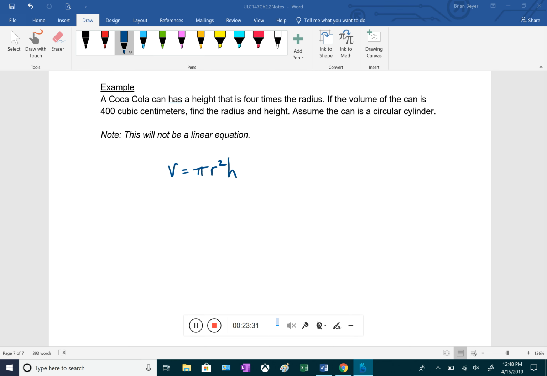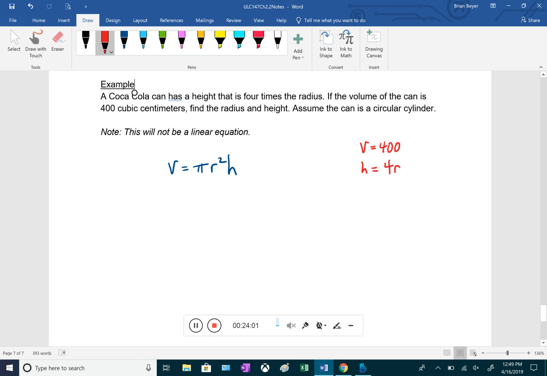So let's write down what we're given. We're told that the volume is 400 cubic centimeters. I'm going to leave out units when I'm plugging everything in. It's cubic centimeters because volume is units cubed, because it's 3 dimensions. And we're also told that the height equals 4 times the radius. So we know the height is 4 times r, so it's 4r. So let's plug in these values and see what happens.